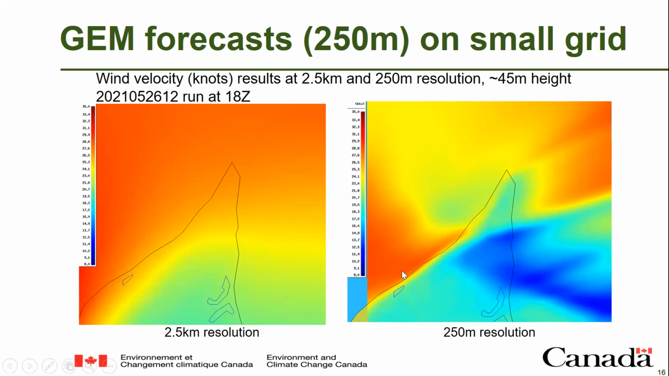So what we see here is the wind velocity at a height of about 45 meters as forecast for this run in late May last year. So we see that we get more detail in the figure on the right with a higher resolution. So we believe that the representation of the topography and land-sea interaction for this site is better, but we still have some more verifications to do to quantify the improvement that we get.